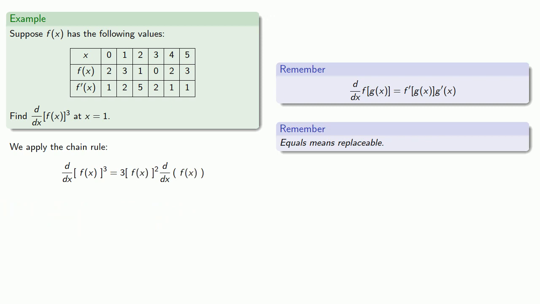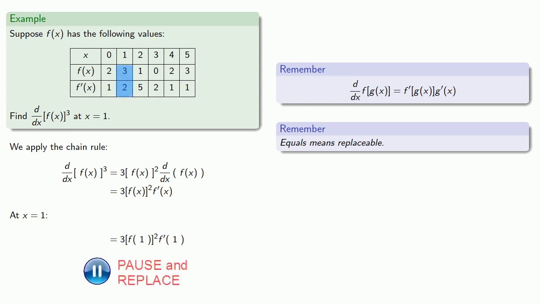But wait, there's more. Here I want the derivative of f of x, and I might not know what it is, but at least I can write it. That's f prime of x. Now I want to know this value at x equals 1. Equals means replaceable, so I'll replace. And our table gives us the values of f of 1 and f prime of 1. So we'll use those values, which gives us our derivative.